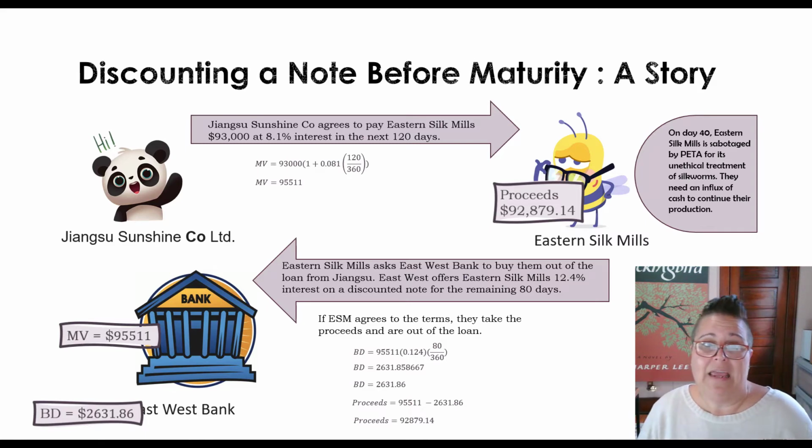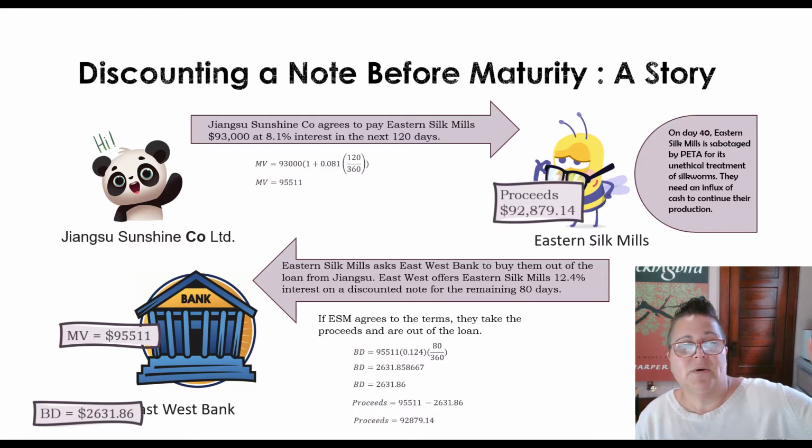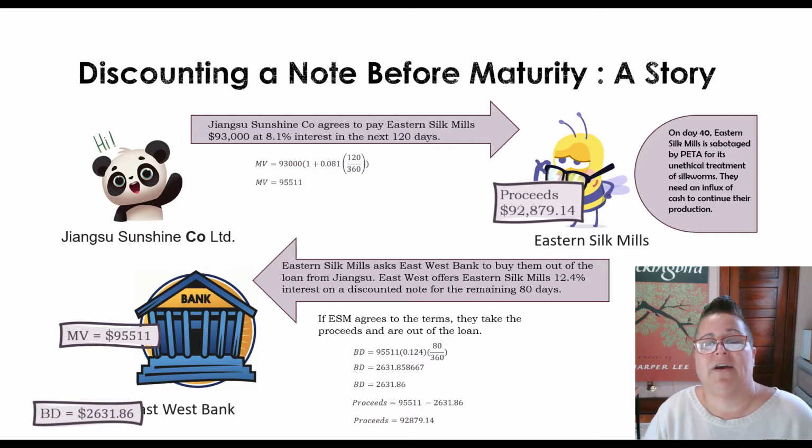The East West Bank took the bank discount of $2,631.86, but they're also going to get paid the $95,511. So they really are coming out ahead. Jiangsu Sunshine Limited Company, they probably know nothing about it. They may have had to have been notified about the change in payment going from Eastern Silk Mills to East West Bank, but their totals shouldn't change at all.